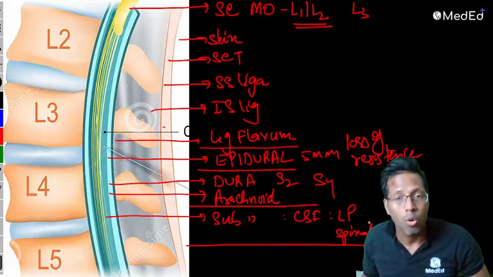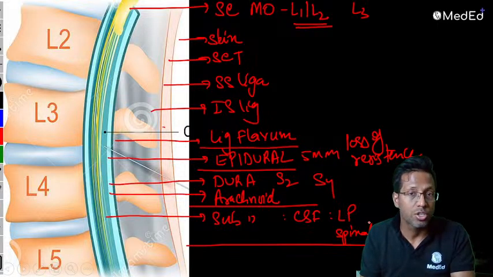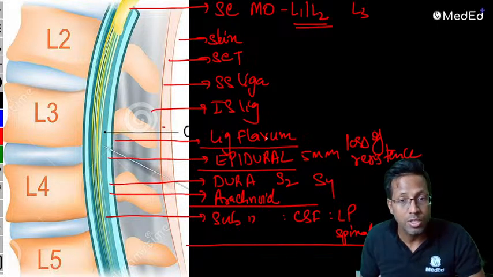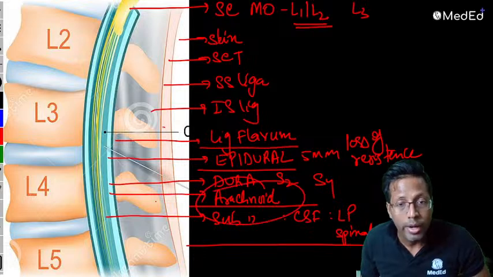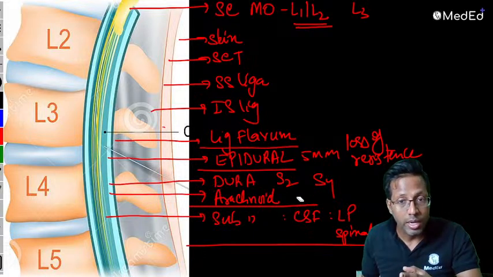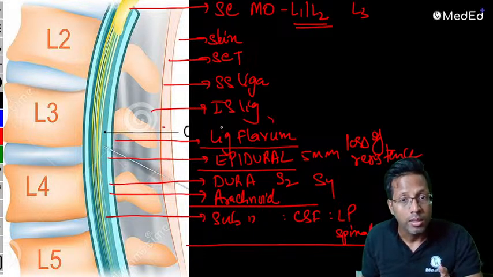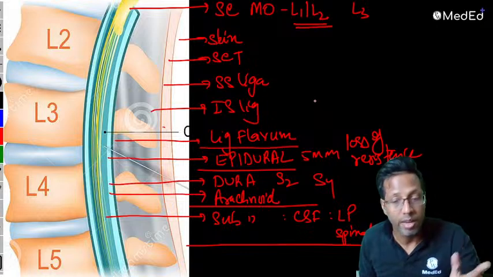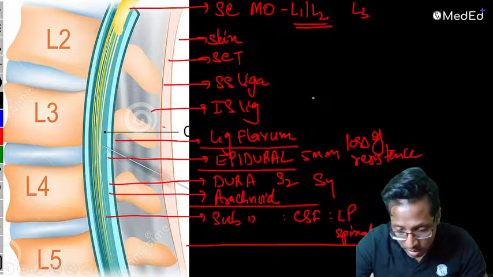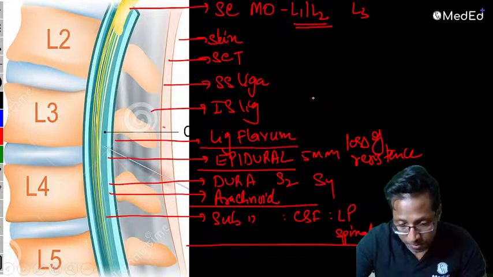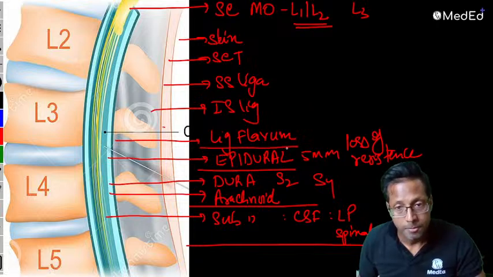So now, what is the last layer to be punctured before giving spinal or doing lumbar puncture? The answer becomes arachnoid. And what is the last layer to be punctured before giving epidural? The answer becomes ligamentum flavum. Thumbs up everyone. Is that okay, guys? These are the layers which are there.